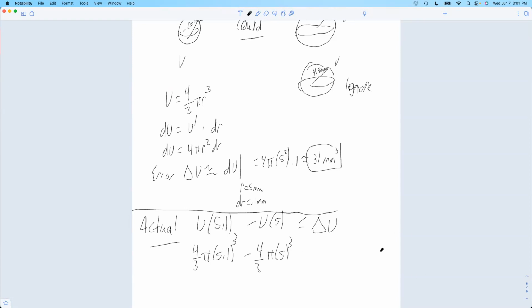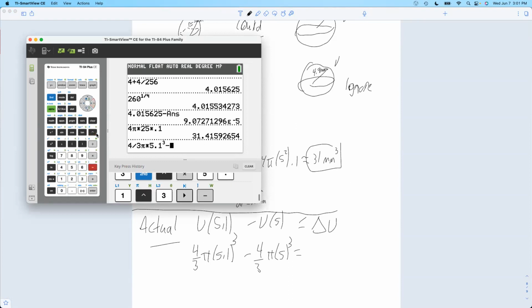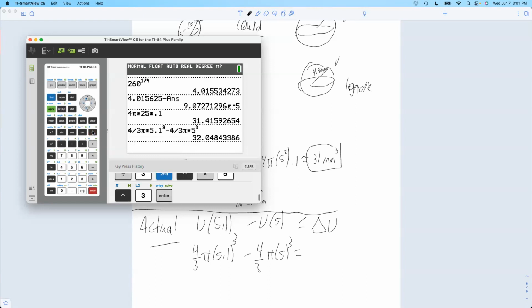And again, I got my fancy calculator out. Like in the real world, I would probably just find the actual here. 4/3 pi times 5.1 cubed minus 4/3 pi times 5 cubed. So see, our approximation wasn't great, it wasn't perfect, but it's pretty good, and it's a lot less arithmetic.